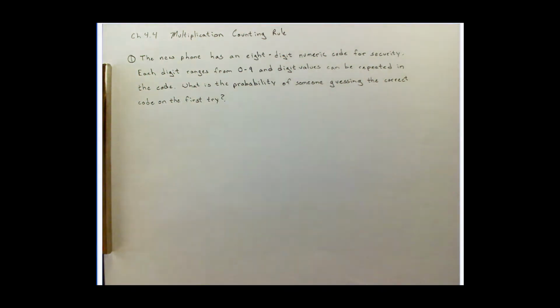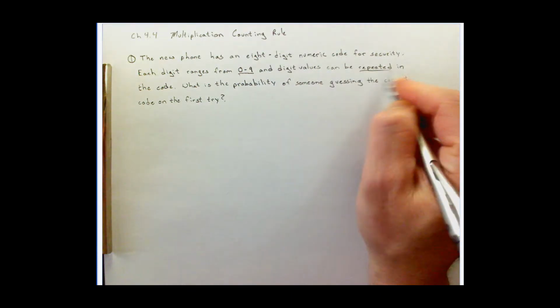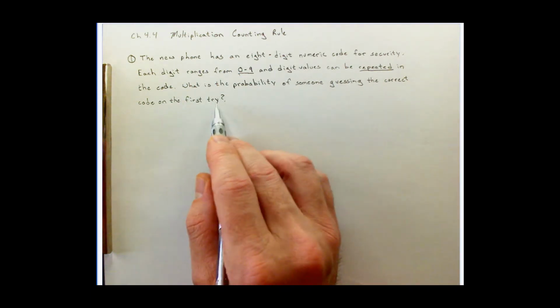Alright, here's our problem. The latest phone has come out and it has an 8-digit numeric code for security. So you have to enter an 8-digit code in order to access the phone. Each of those digits ranges from 0 to 9, and digit values can be repeated. So we know each digit ranges from 0 to 9, and they can be repeated in the code. There's no limitations. What is the probability of someone guessing the correct code on the first try?